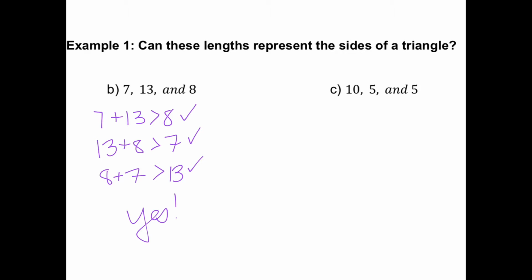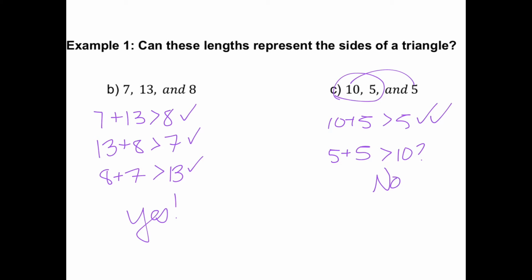And if I double check this, the next problem in C, again, I'm going to start here. So 10 plus 5 is bigger than 5. And if I do 10 plus this 5, it's still going to be bigger than 5. So that gets a double check. I'm not going to write it twice. But if I do 5 plus 5, is that bigger than 10? And this is the part where we're going to say no. We're saying no specifically because this does not have an equal to bar here. This is just greater than. 5 plus 5 is not greater than 10. 5 plus 5 equals 10. So in this case, they cannot actually create a triangle.